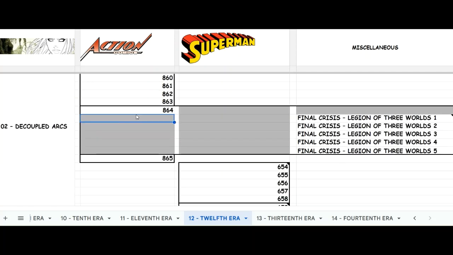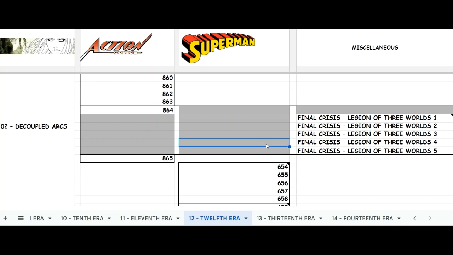Now, this arc is one that I like to call the Legion of Three Worlds arc for obvious reasons. It starts off with Action Comics 864, and then it leads into a Final Crisis spin-off miniseries called Legion of Three Worlds, issue 1 to 5, which you can see here. Now, whilst these are branded Final Crisis, the truth is that this 5-issue mini works completely fine alone. It continues on from the ending of Infinite Crisis and is self-contained. I read no other event comics at the time I was reading this, and I still understood it fine.